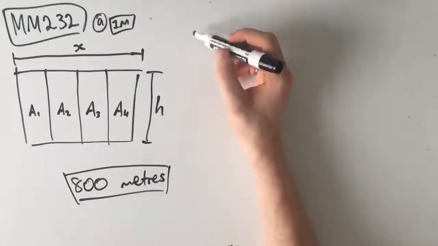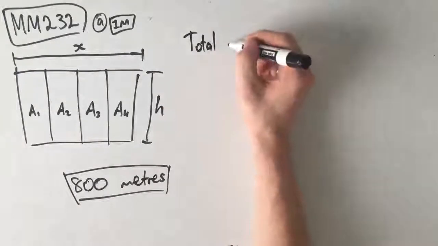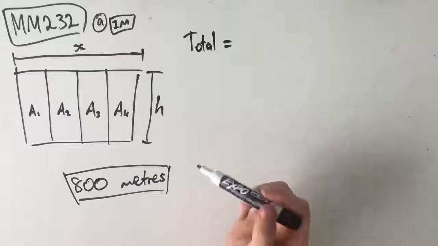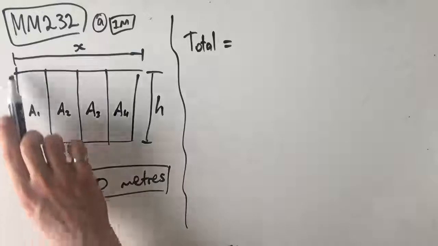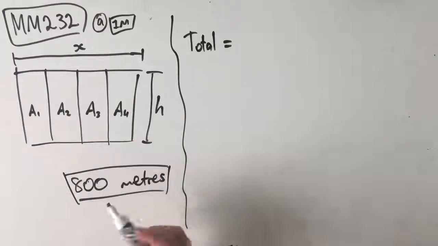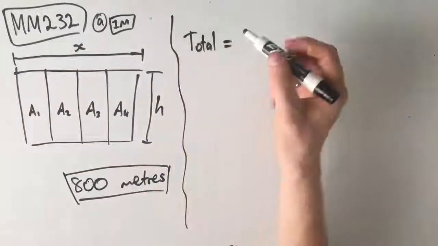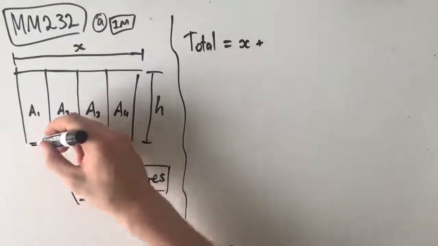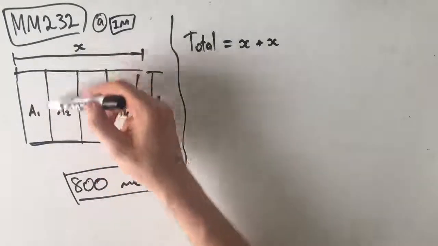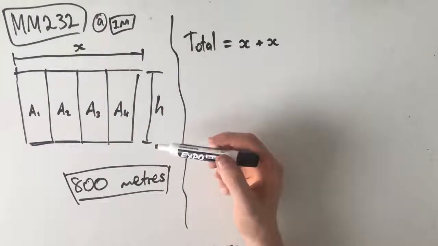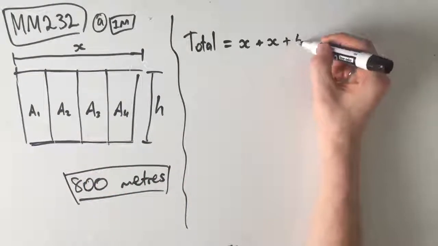So what I mean by that is we know that we have 800 total meters of fencing, but let's figure out how we would actually work out what the total fencing is, right? So the total fencing would be this plus this plus this plus this, and then these 3 sections in the middle as well. So we know that the total is going to be equal to this bit here, which is X, then this bit here, which is also X, then this bit here, here, here, here, and here, which is 5 lots of H, right? So 1, 2, 3, 4, 5, so plus 5H.